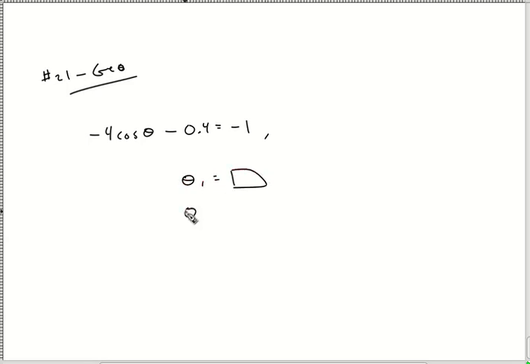So number 21 is a GeoGebra problem. I just label them number whatever on the homework. It could change. I'm just writing down whatever I have. So negative 4 cosine of theta minus 0.4 is equal to negative 1. And again, this is a GeoGebra problem, so it's a little weird. They say theta 1 is equal to something, theta 2 is equal to something else, and then it says 0 to 2 pi for this stuff. So only 0 to 2 pi.